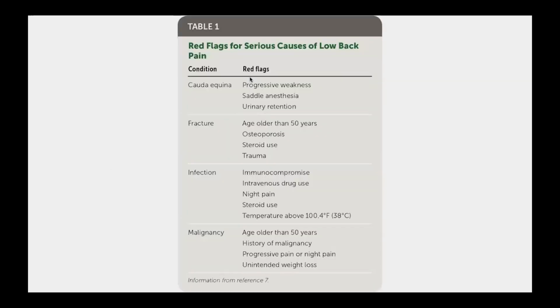So I just wanted to highlight this slide that I think nicely summarizes some of the concerning red flags and some of the serious conditions we want to make sure we're on high alert for. So as we had mentioned for some of our topics, patients with progressive weakness, saddle anesthesia, urinary retention, any significant trauma history, steroid use, immunocompromised patients, patients with history of cancer and unrelenting pain. These are red flags that we need to look out for.